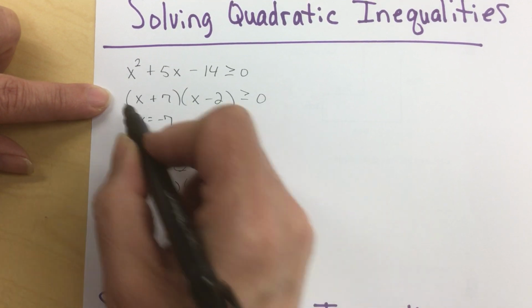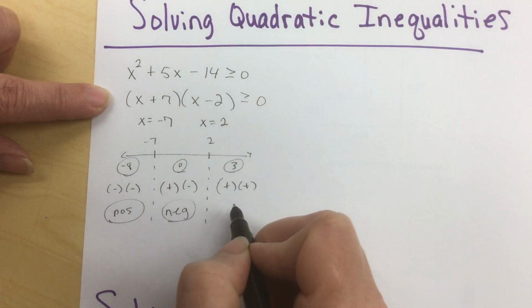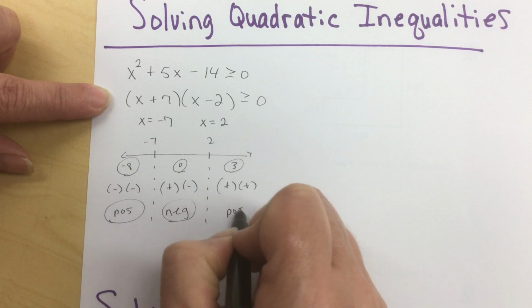I'm going to take 3 and do the same thing. 3 plus 7 is positive. 3 minus 2 is positive. Positive times a positive is a positive.